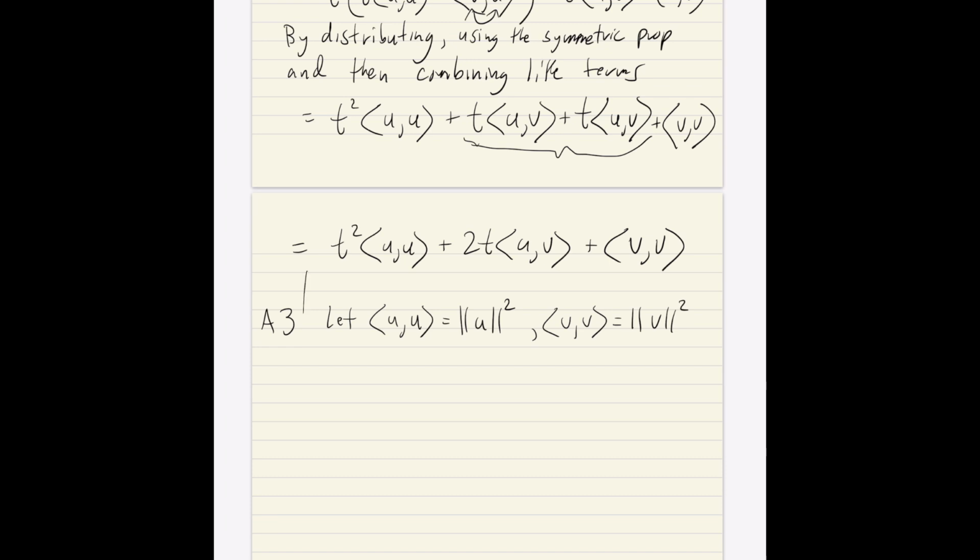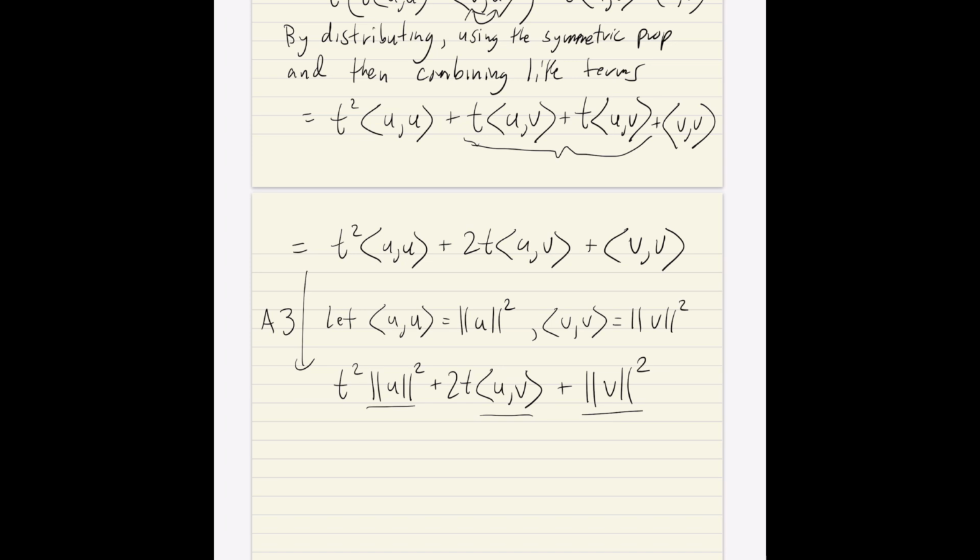So we replace those. That becomes t squared times the magnitude of u squared plus 2t times the inner product of u with v plus the magnitude of v squared. Okay, so now we can see that these three pieces are all together in the same formula. Now we just have to use the inequality, or get them into the inequality, and we're done.